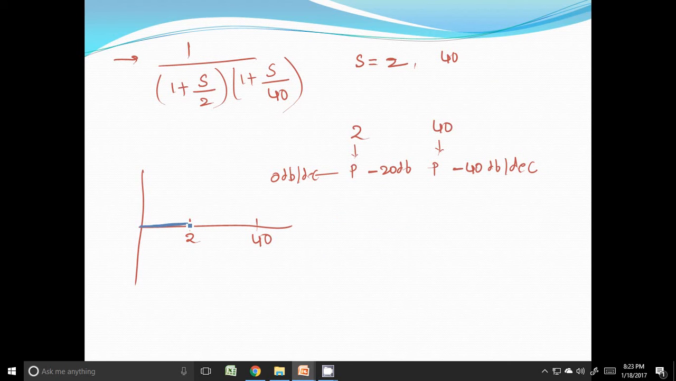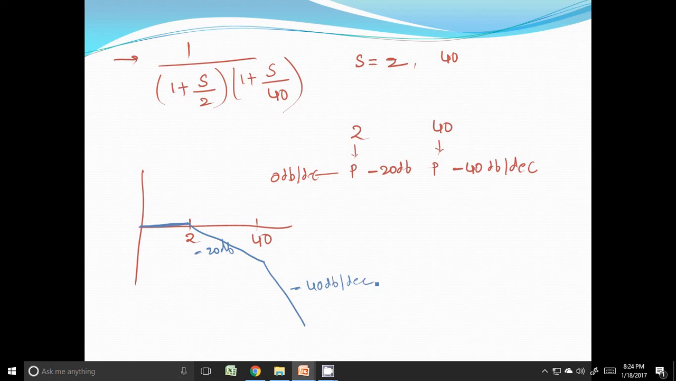Okay, now after frequency of 2, what is the slope? Minus 20 dB. So this is minus 20 dB per decade. After 40, what is the slope? Slope is minus 40 dB per decade.